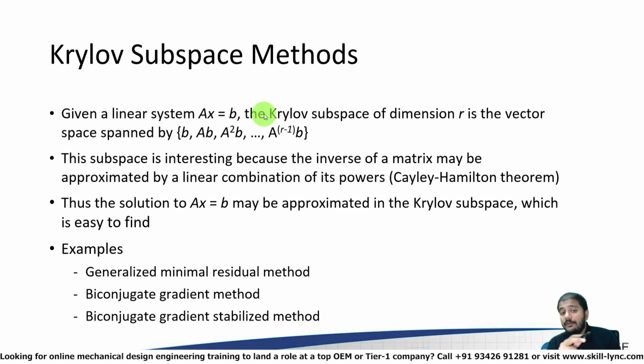Now remember, if you have Ax equal to b, if you're able to invert the matrix A, then you can actually solve for x, correct? Using the Krylov subspace, computing the inverse is straightforward using the Cayley-Hamilton theorem, right? And hence, the solution to Ax equal to b can be approximated. Alright, now there are three methods that are based on Krylov subspace. One is the generalized minimal residual method, the biconjugate gradient method, and the biconjugate gradient stabilized method.